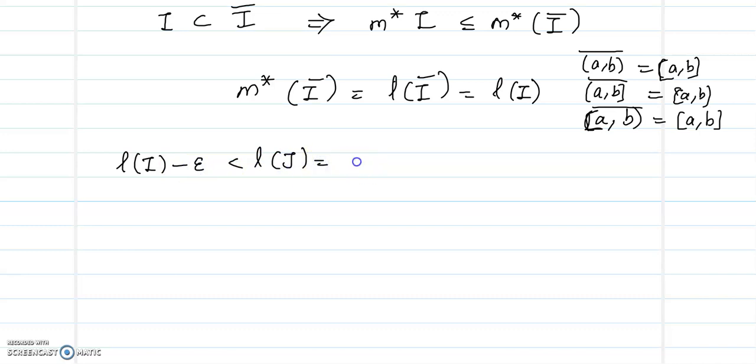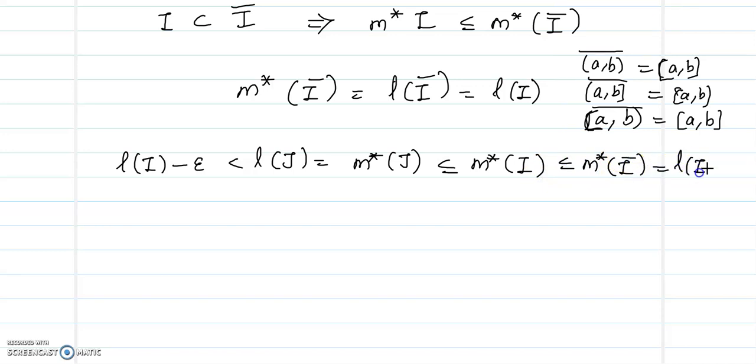So that will be equal to m star of j, since L of j is a closed set. That will be less than or equal to m star of I, so that is less than or equal to m star of I closure, which is finally equal to length of I closure. So that is again equal to length of I.